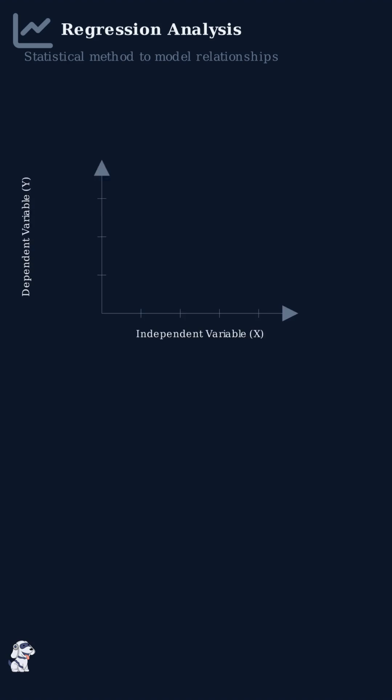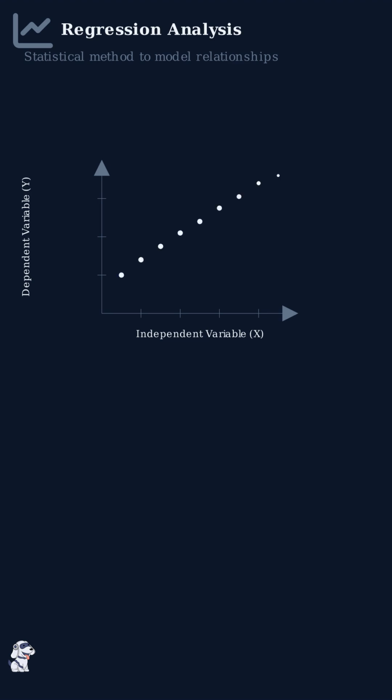Regression analysis is a fundamental statistical method used to understand and model relationships between variables. It helps us predict outcomes based on input factors. To understand regression, we visualize data on a coordinate system. The horizontal axis represents our independent variable, the factor we use to make predictions. The vertical axis shows our dependent variable, what we want to predict.